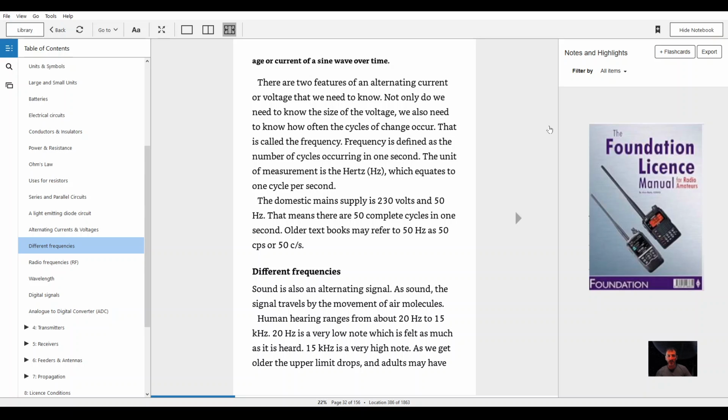The domestic mains supply is 230 volts and 50 hertz. That means there are 50 complete cycles in 1 second. Older textbooks may refer to 50 hertz as 50 CPS or 50 C/S.